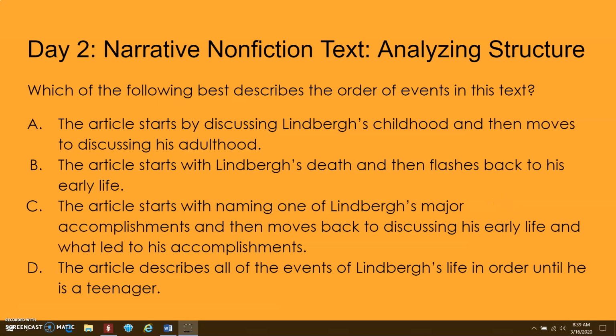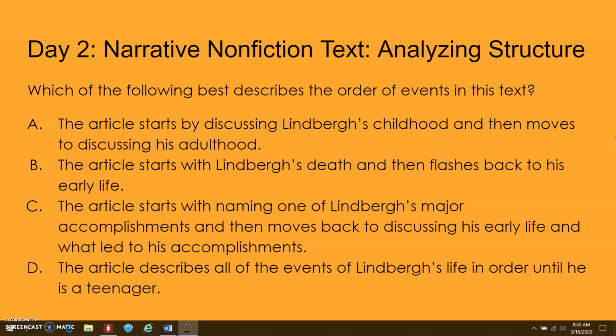Which of the following best describes the order of events in this text? A. The article starts by discussing Lindbergh's childhood and then moves to discussing his adulthood. B. The article starts with Lindbergh's death and then flashes back to his early life. C. The article starts with naming one of Lindbergh's major accomplishments and then moves back to discussing his early life and what led to his accomplishments. D. The article describes all of the events of Lindbergh's life in order until he's a teenager.